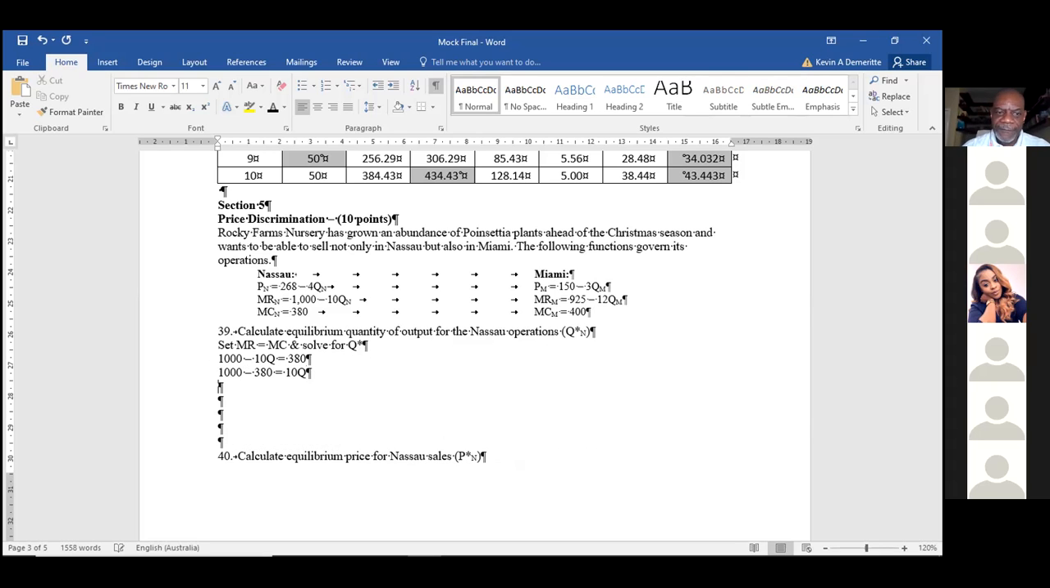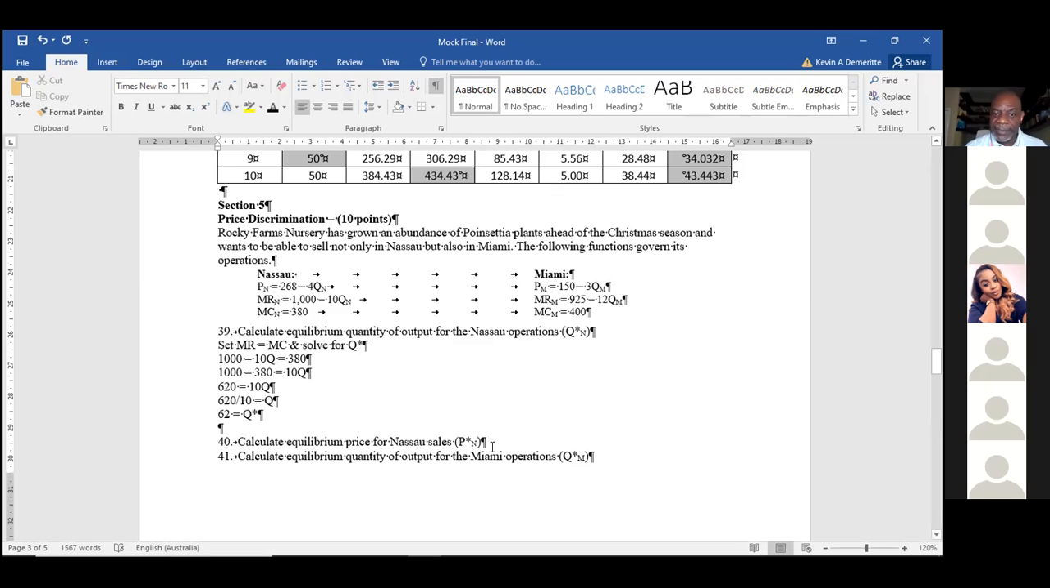What's 1,000 minus 380? That is 620, equals 10Q. Therefore, 620 divided by 10 gives you 62. That's my Q, so 62 is equal to Q, my Q star. And that answers question 39.